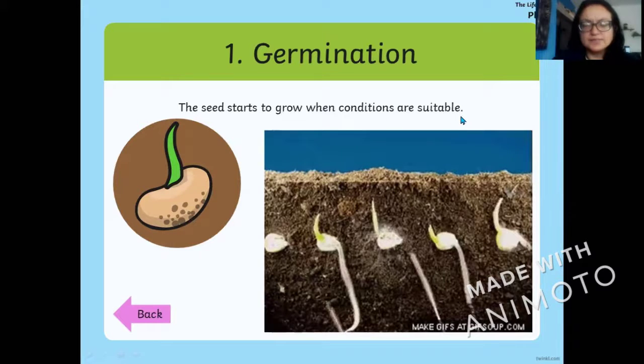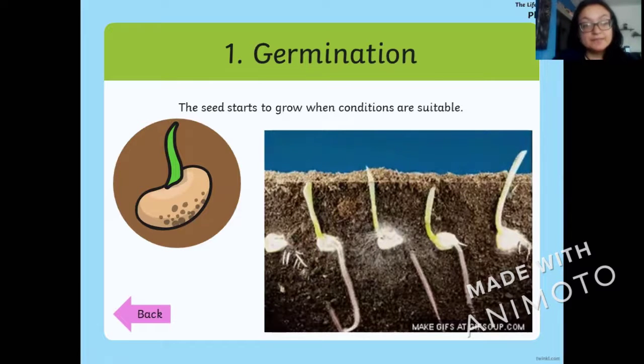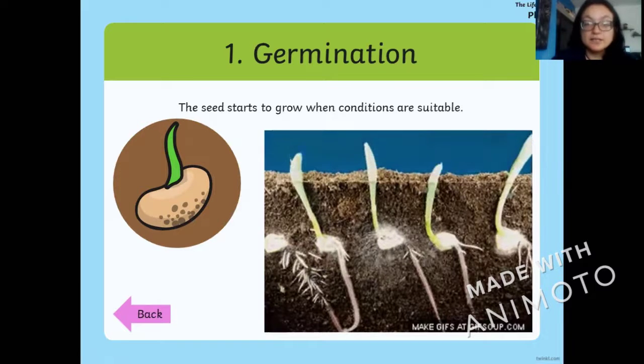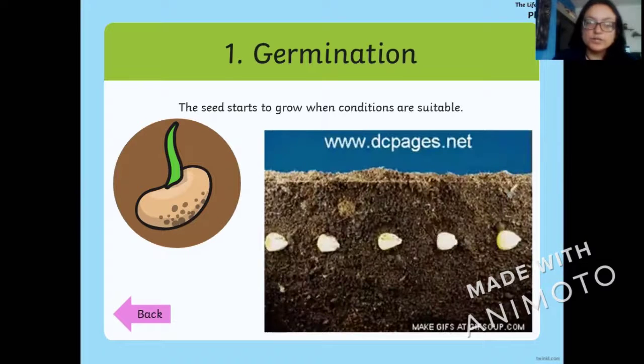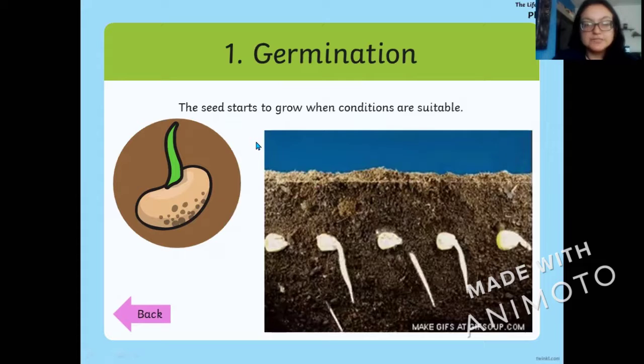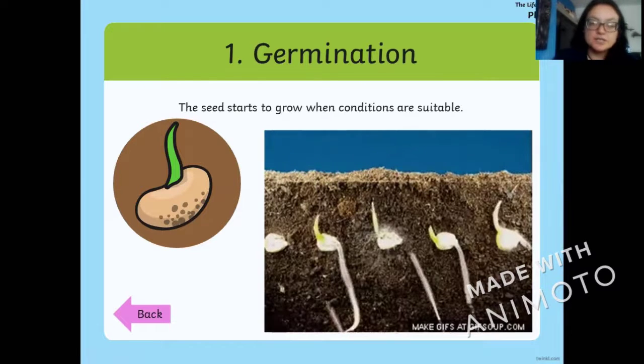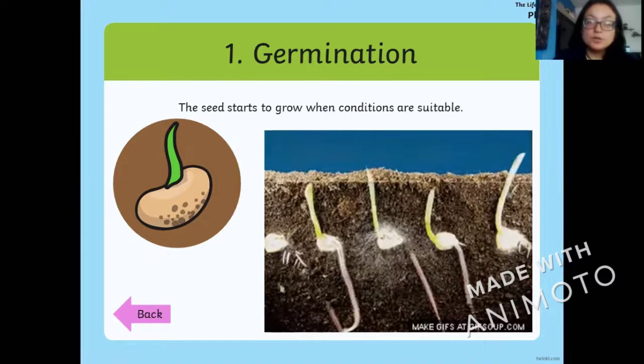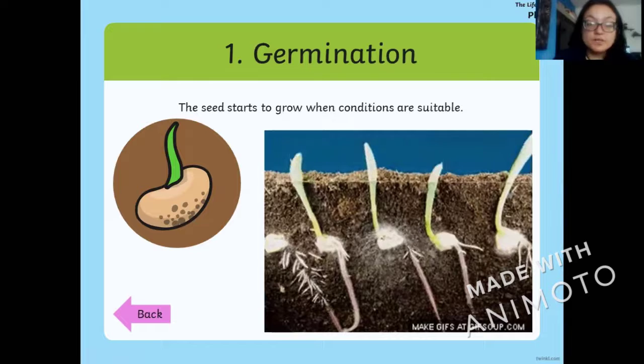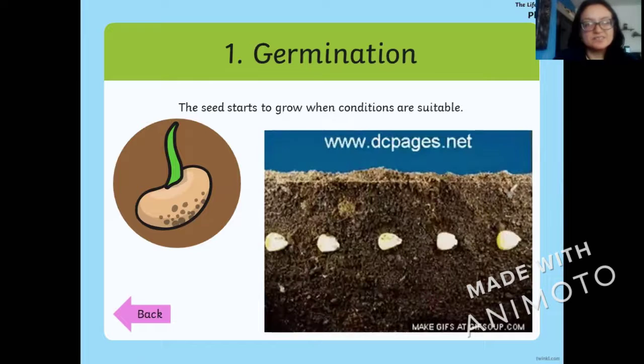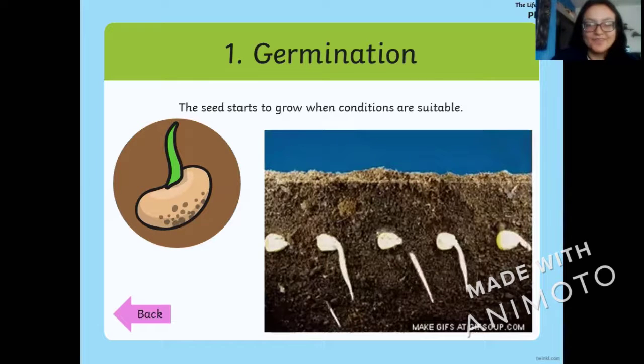What are these conditions? Okay, when we have enough sunlight, but it depends if the plant needs too much sunlight or not too much. So we also need to have a place where it doesn't rain too much, because there are some plants that could not grow when you have too much water, it's not possible.